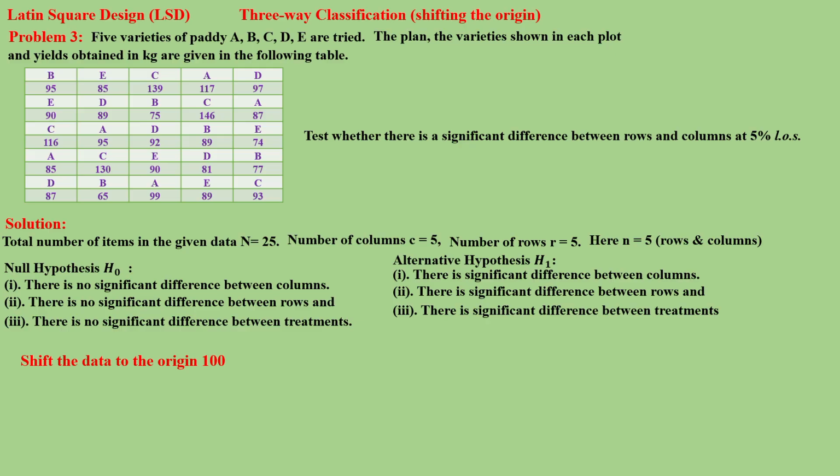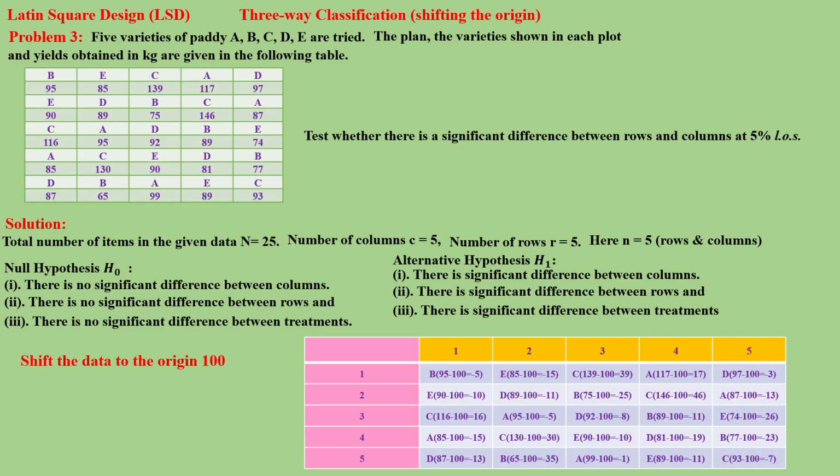Now we are going to shift the origin to 100. So subtract 100 from each and every number in the given data. So you will get the new data. So we will get first row B 95 minus 100 is minus 5, E 85 minus 100 is minus 15, C 139 minus 100 is 39, A 117 minus 100 is 17, and D 97 minus 100 is minus 3, etc., right? So we are going to use this new data to form the ANOVA table.